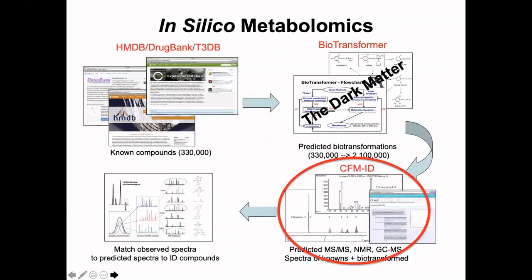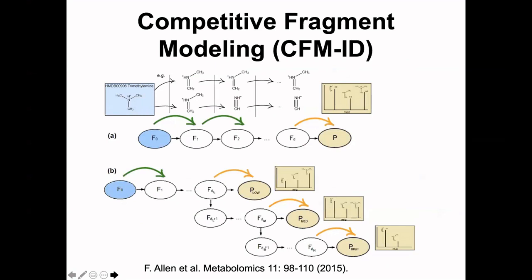So BioTransformer generates compounds and hypothetical structures, but what we measure in metabolomics is not a compound structure. We measure a spectrum. We measure MS spectra or GC-MS spectra or NMR spectra or collisional cross-sectional area. So the idea is to take these synthetic in silico compounds and generate observables in silico. And so this is what CFM-ID is about.